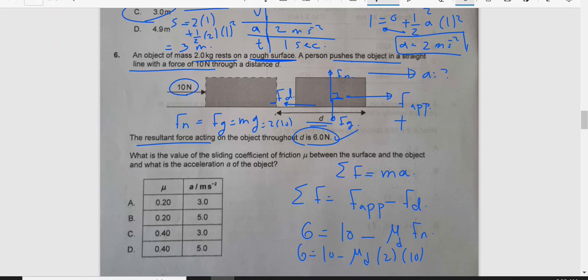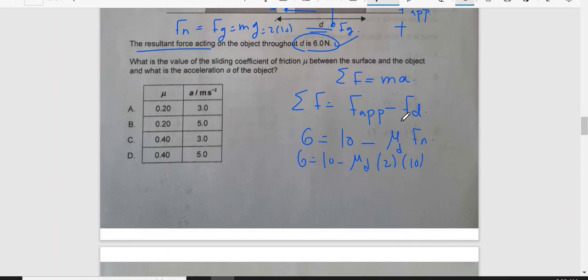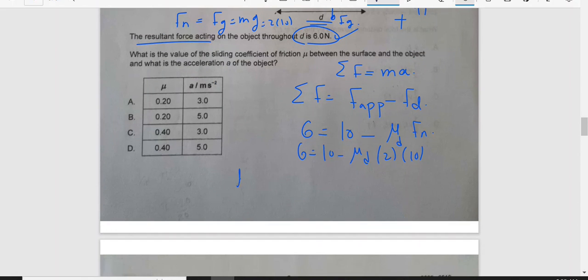If you calculate this, you should get mu d. Take this to the other side. So it will be negative 4 divided by 20. This will give me negative 4 divided by negative 20. Negative and negative, they cancel out. So you will get 0.2. There is no unit. So 0.2 here and here, A and B, both of them, we have 0.2.